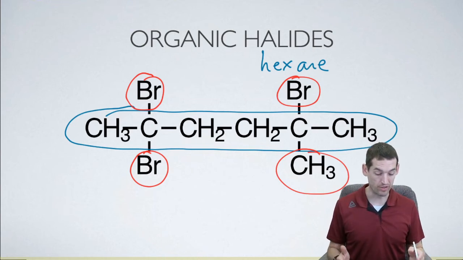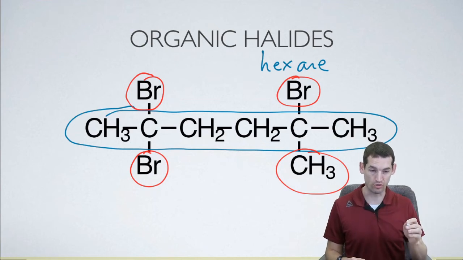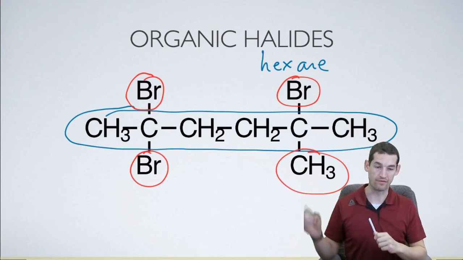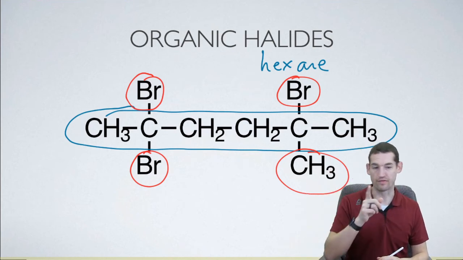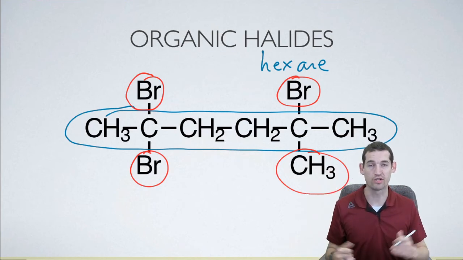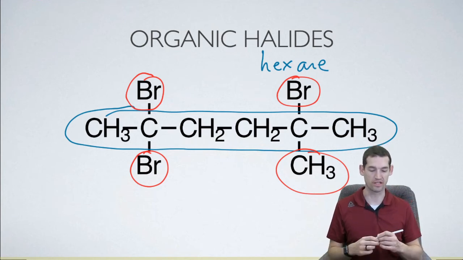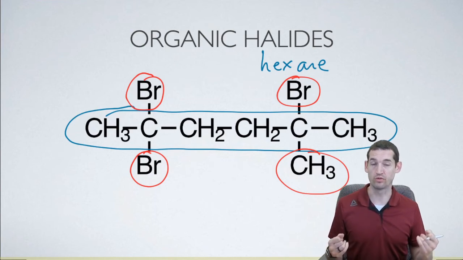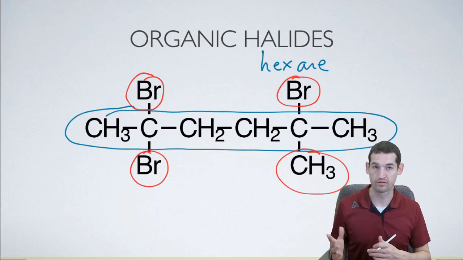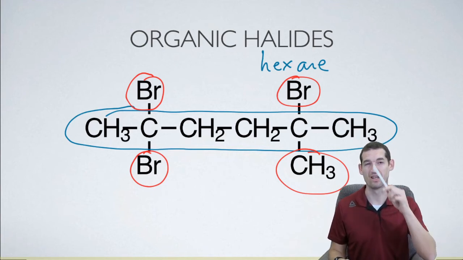Now, for numbering, if I number from the right side, I'm going to get 2, 2, 5, 5. If I number from the left side, I'm going to get 2, 2, 5, 5. So either way, lowest number for the branches or for the functional groups doesn't really help me in this case. But because of alphabetical rules, I would go with starting from the left so that the bromo has 2, 2 and 5 instead of a 2 and 2 5s.